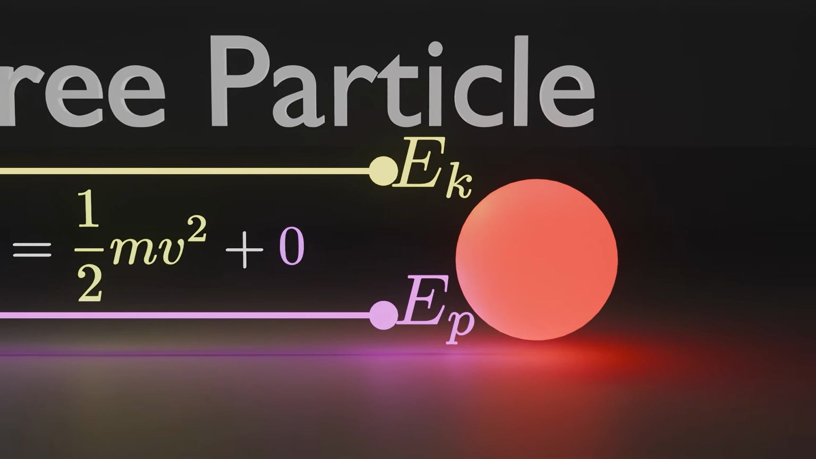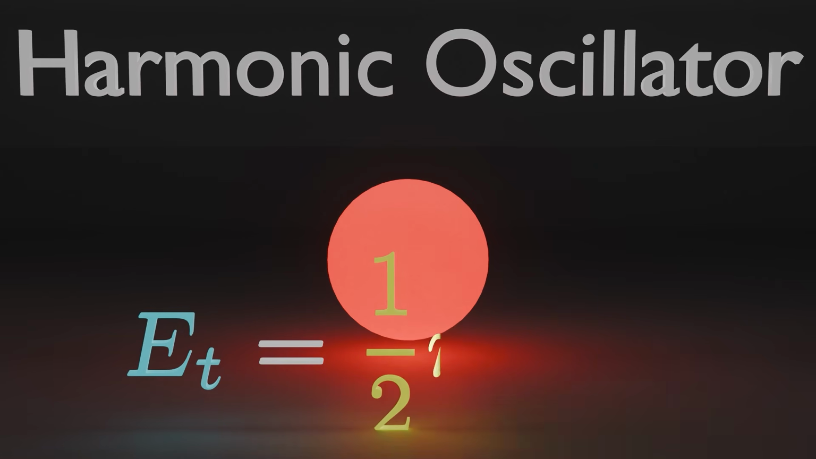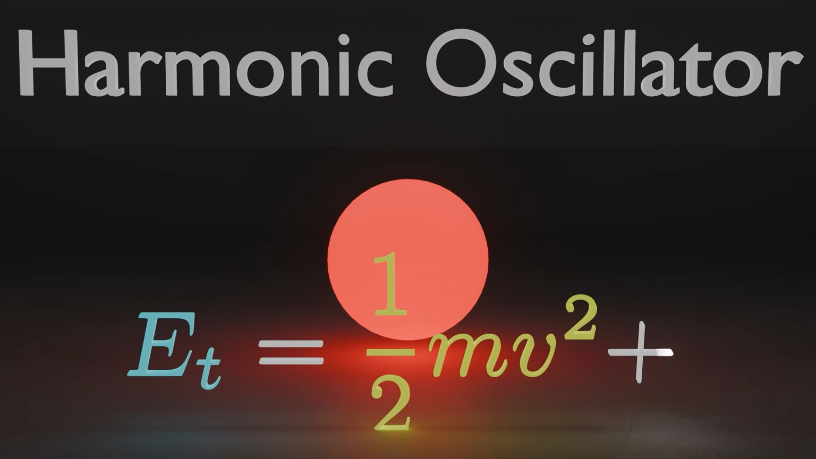Then, for the slightly more complicated example, let's talk about the harmonic oscillator. Despite sounding way more advanced, it is still relatively simple. It is effectively just like the free particle, but this time in our equation of total energy, we'll have the kinetic plus the potential. What would the potential be this time?